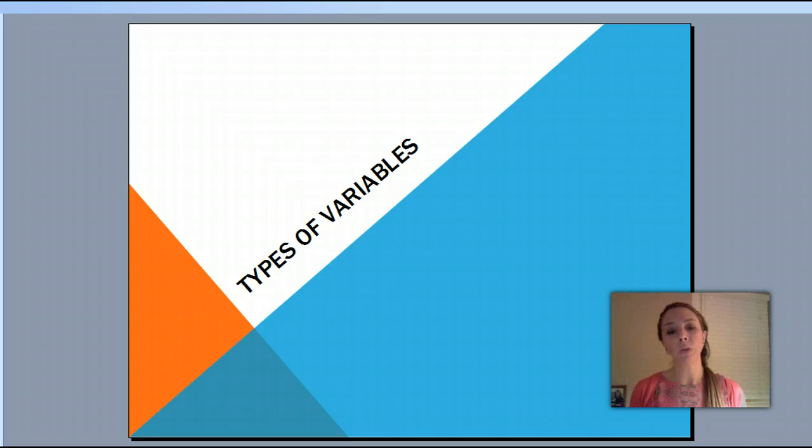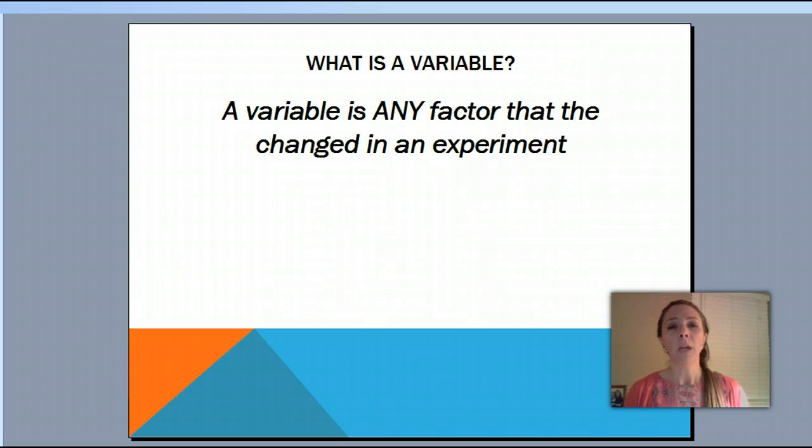So today our lecture is going to be on types of variables. First of all, we need to figure out what defines a variable. So this week we'll be doing a couple more labs looking at seeds, and we're going to look at sprouting seeds. So if we have a seed and we plant it, what factors will affect whether or not that seed sprouts? Okay, so we're going to define our variable first. And what we say is a variable is any factor in an experiment that can change the results, right? So any factor that can change the results.